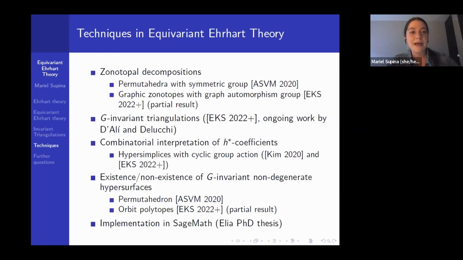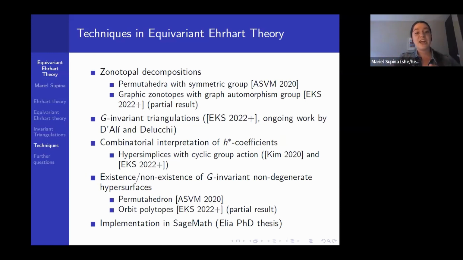So just to wrap up, I want to give a bullet point list of all the different techniques that have been worked with. I mentioned zonotopal decompositions. This was done for the permutahedron by myself with Federico and Andrés, and also with Sophia and Donghyun. We did a little bit with graphic zonotopes with the automorphism group of the graph.